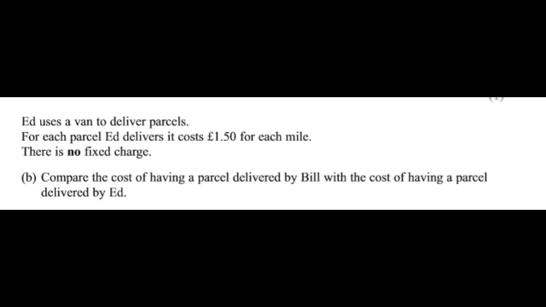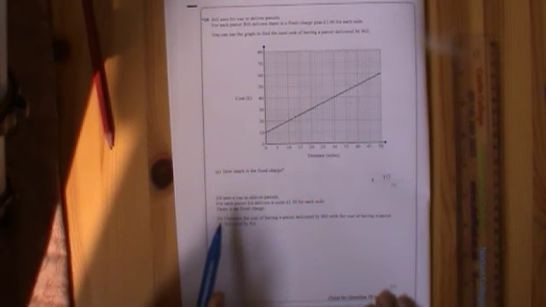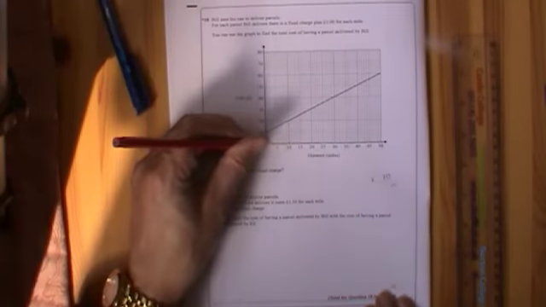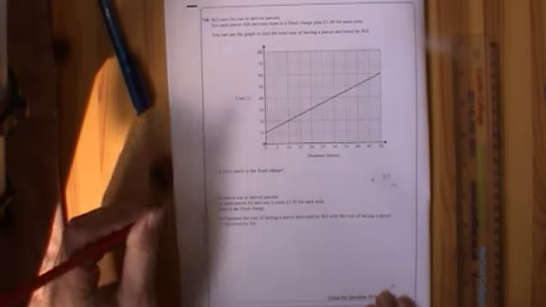So what we need to do here is draw a graph for Ed. Okay, so for Ed there's no fixed charge. So for no miles, it won't cost us anything. The graph starts at the origin.